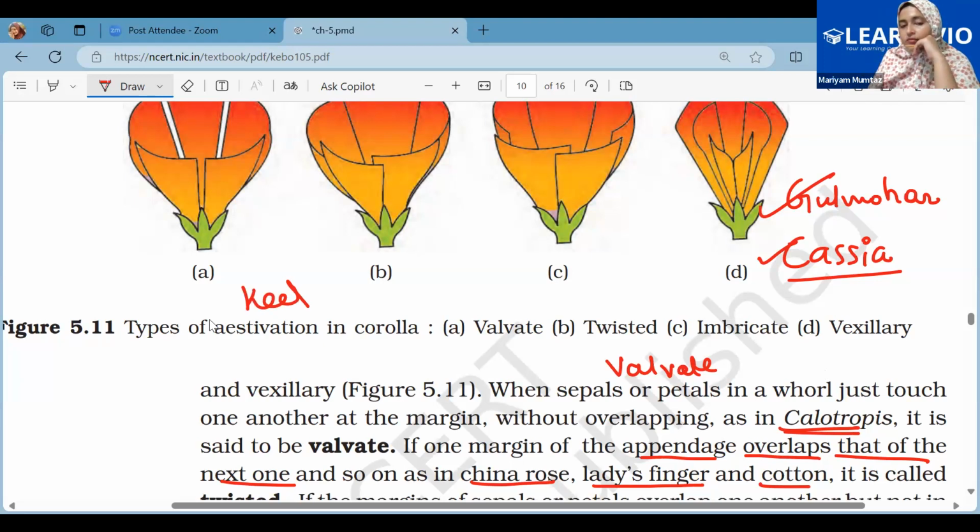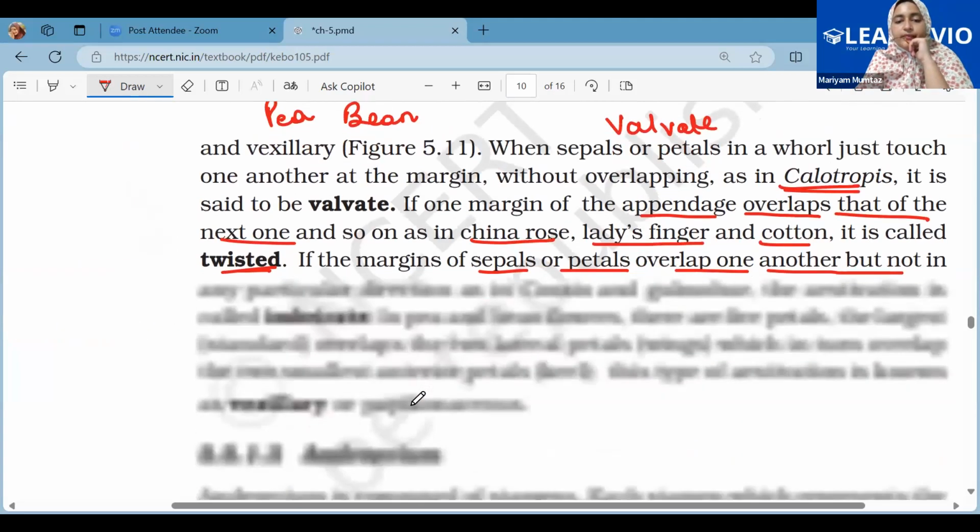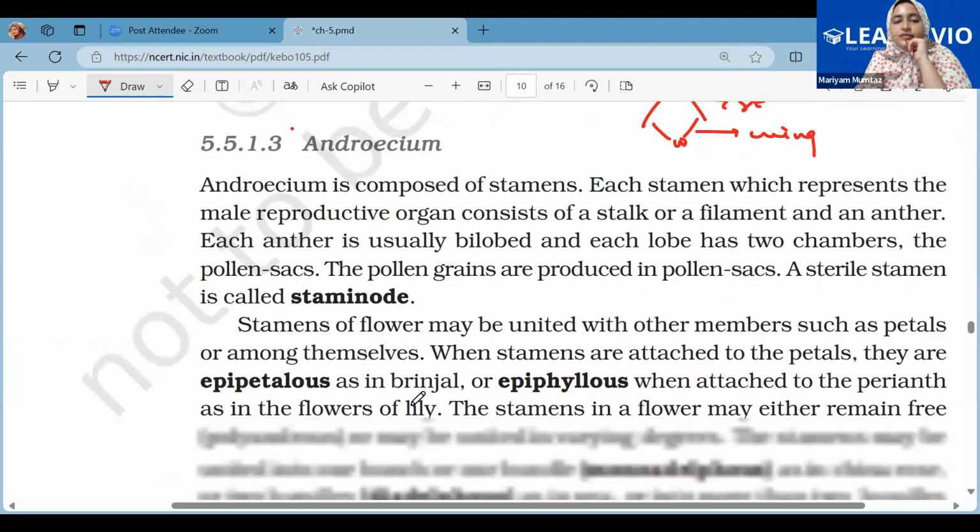For the example, you write down pea, and the flower of bean. Done? Everyone's done? Okay. Any doubts? Okay, so we are through with the estivation.